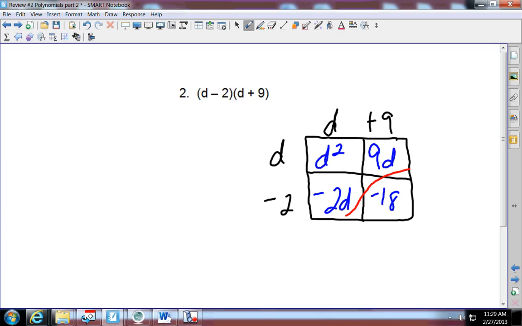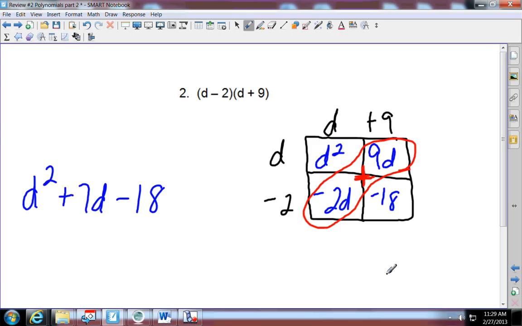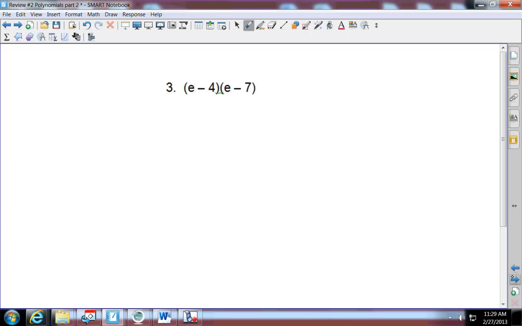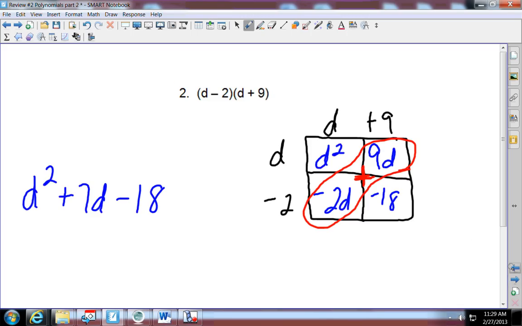Put your D's together. These are the like terms. Remember, this is like a plus sign in here, reminding you to add it. So my answer, my trinomial, will be D squared plus 7D minus 18. The plus 7 came from 9 minus 2.